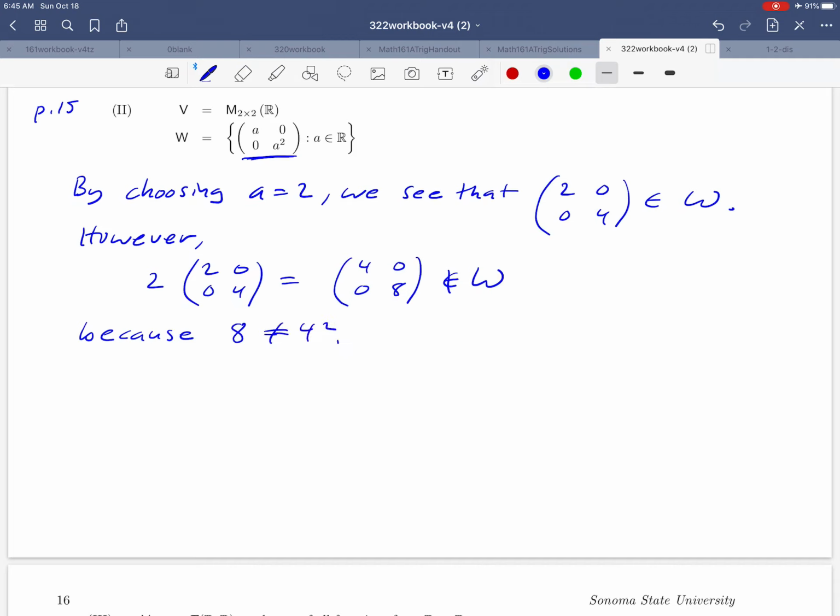So what have we just shown here? Well, we started with a matrix that's in W, and we demonstrated that if we take a scalar multiple of that matrix, it's not in W. So this set is not closed under scalar multiplication, and therefore it can't be a subspace. Okay, so let's put that into words.